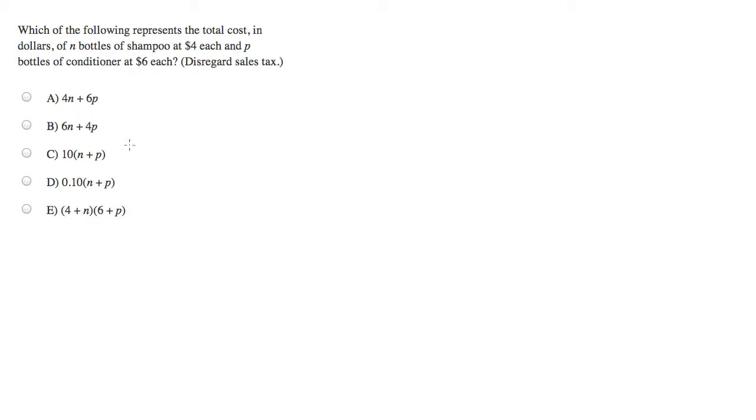This is the real Tom Rose, and we're dealing with a problem here that you'll notice has variables in the answer choices. 4n plus 6p, 6n plus 4p, etc. So when you have a situation like that, there's two main strategies that you can employ. There's plugging in, and then there's what I'll call the algebra method.